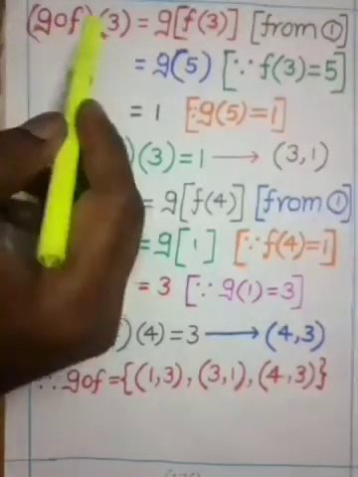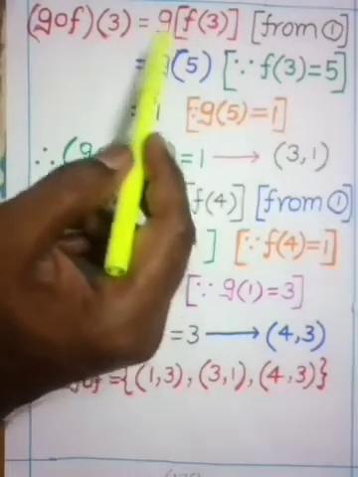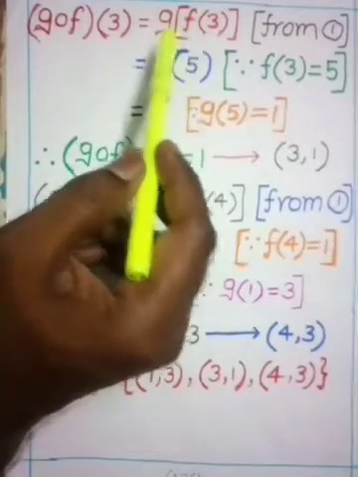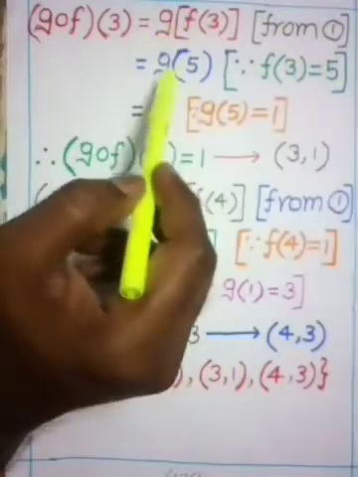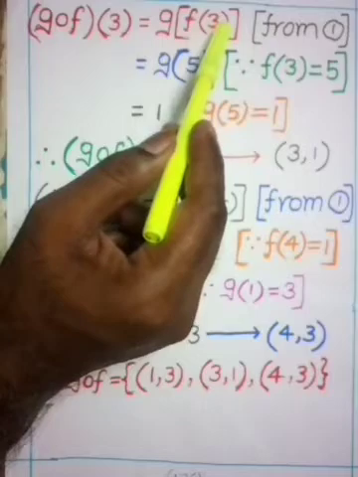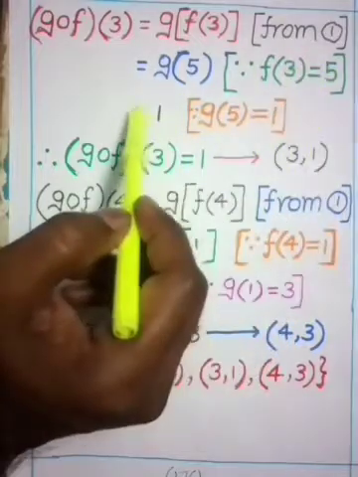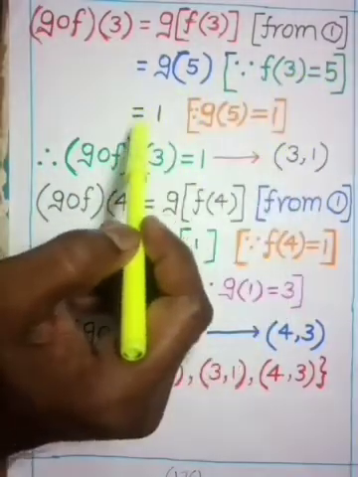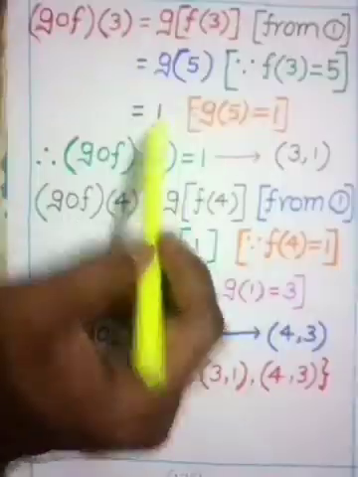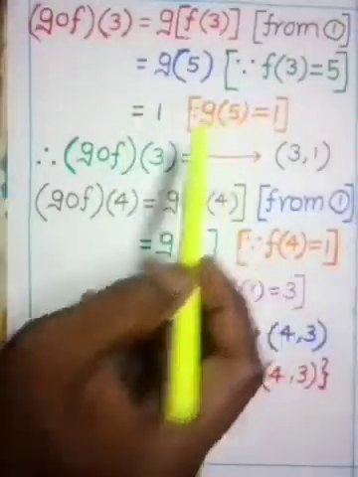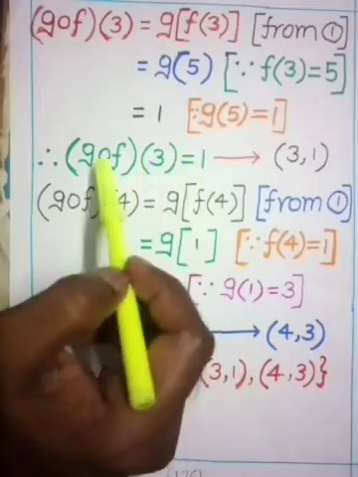Now, come to the image of the next element, that is 3. Now, we are finding g circle f of 3 value. So, by using the definition of composition of functions, we can write this one as g of f of 3, from equation 1. Then in g of f of 3, we are substituting f of 3 value. What is f of 3 value? 5. So, we wrote here 5 because f of 3 is equal to 5. Understood, my dear children? This is the step. Now, this is equal to g of 5 value. What is g of 5 value? 1 only. So, we wrote 1. Okay, my dear children? Understood this step? Therefore, g circle f of 3 is equal to 1. The image of 3 under this function is 1.